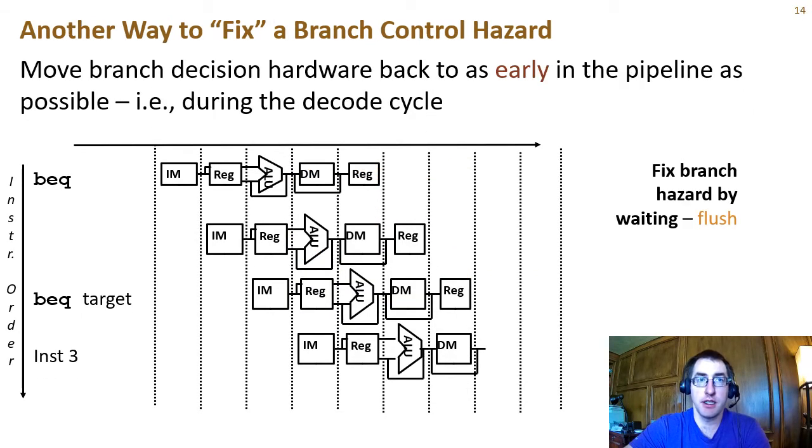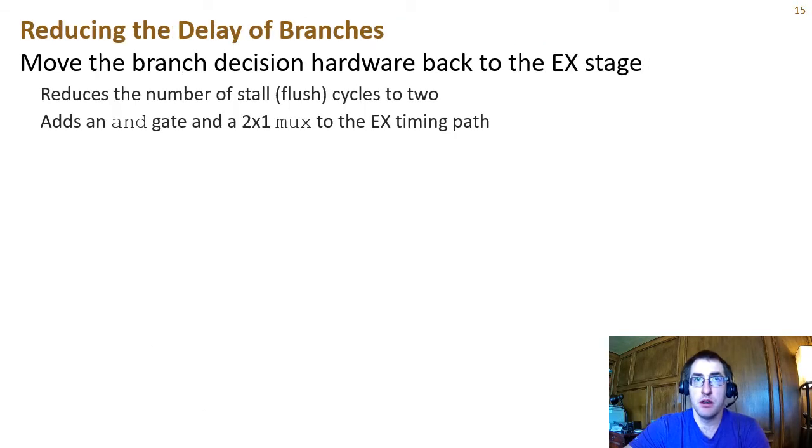A better way to fix this is to move the branch decision earlier so that we can flush fewer instructions. So if we move the branch decision into the decode stage, we will only have to flush 1 instruction. So let's see how we can do that. We can move the branch instruction into the execute stage, have the decision in the execute stage. This means that we would have only 2 stall cycles for every branch. We would need to have the AND gate and a 2-to-1 multiplexer in the execute timing path now. By pushing those from memory into execute, we may extend the critical path of the execute stage.